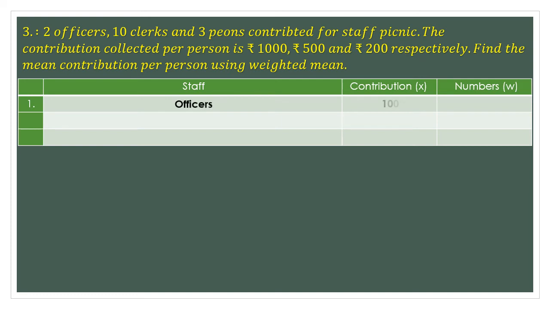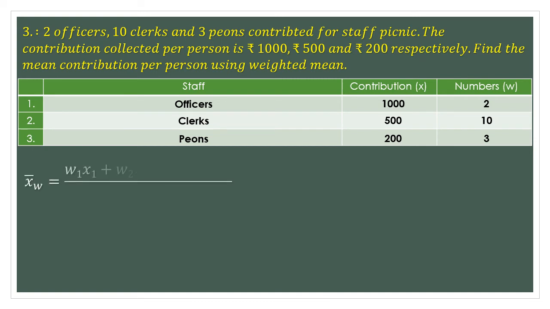The contribution for an officer is 1000 rupees and there are 2 officers. Similarly, the second group is clerks. There is a contribution of 500 rupees per clerk and 10 clerks are there. The last group is peons. They are contributing 200 rupees and the number is 3. So we will follow the same method. We will multiply the variable with the weights and then divide it by the total of the weights.